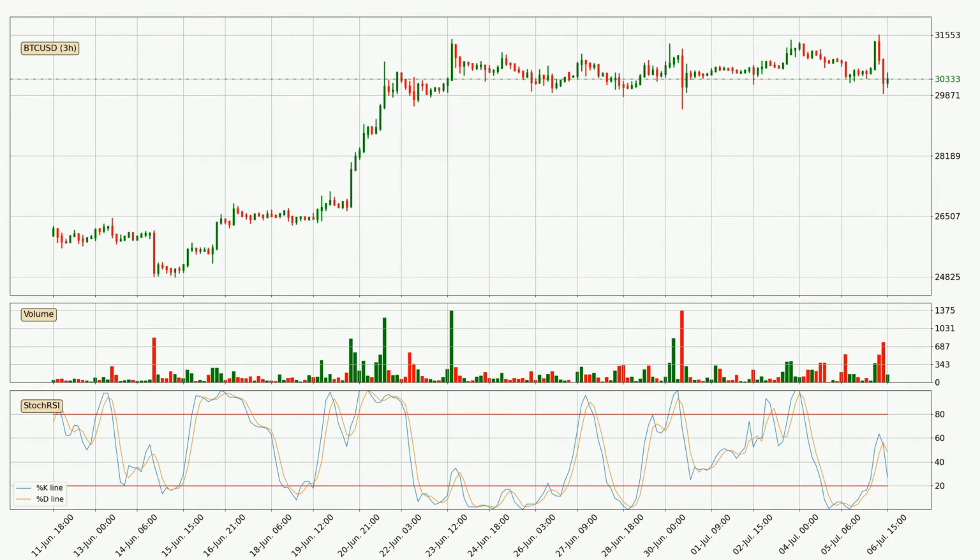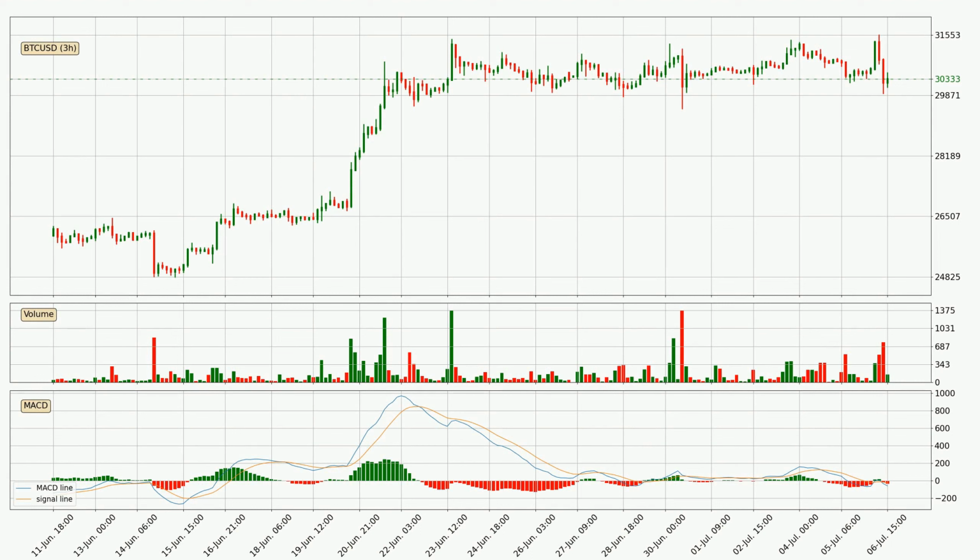Jumping to the 3-hourly stochastic RSI, there are no signs of the stochastic RSI being oversold or overbought at this time, but the %K line is below the %D line, which means the current trend is on the downside. Looking at the 3-hourly MACD, the trend is currently going down because the MACD line is below the signal line. The MACD histogram shows that the momentum is currently strong and it could be expected the price to go further to the downside.